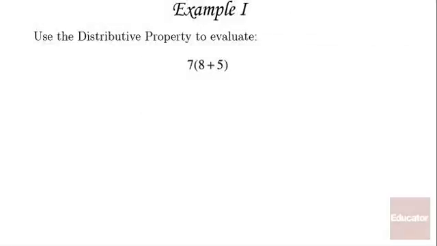The first expression that we're going to evaluate involves only numbers. We don't have any variables to work with right now. And I'm going to handle this by first multiplying 7 times 8. Then I'm going to multiply the 7 times the second term, which is 5. So I'm going to do 7 times 8 plus 7 times 5.